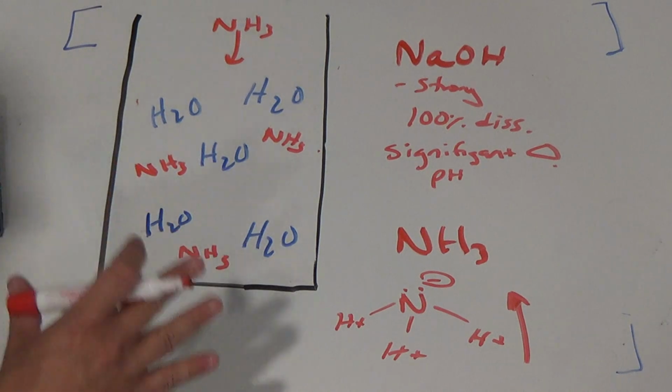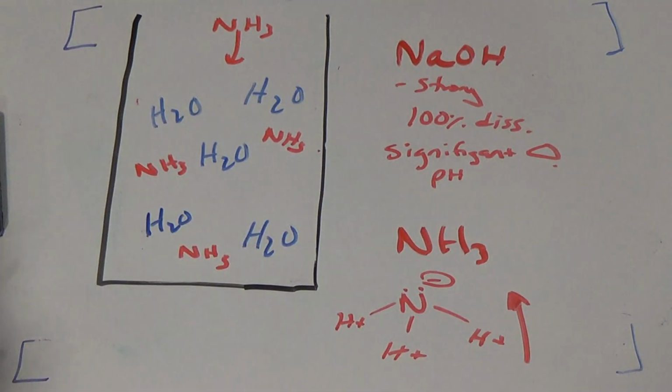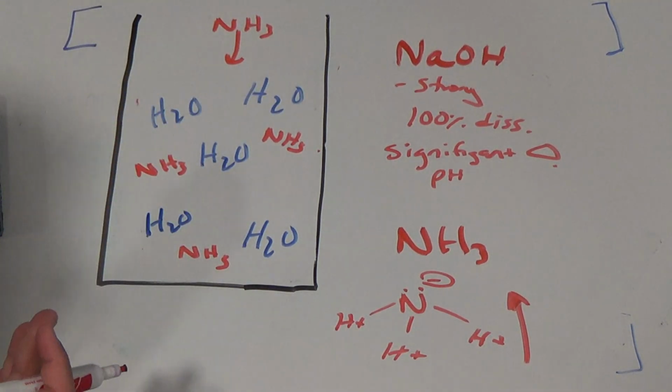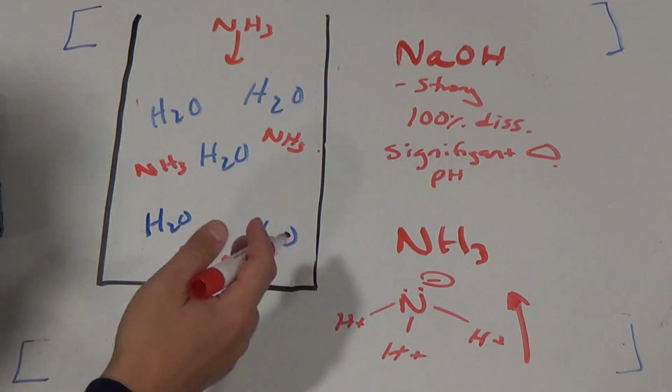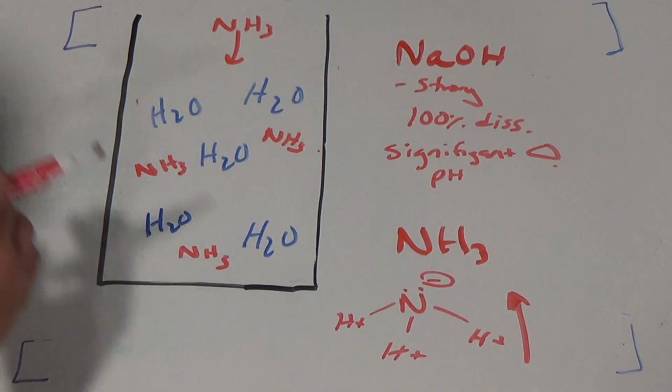Okay? Very little dissociation, if at all. So all I need you to know is this. Strong bases show significant change in pH. Strong acids dissociate, just like strong bases. Strong shift in pH. They form those ions you need to cause that shift in pH. Weak acids and weak bases don't give off many dissociated ions to get that shift in pH.